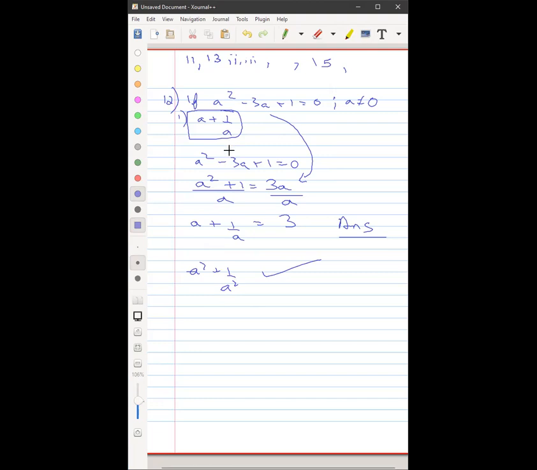a squared plus 1 upon a squared plus 2 is equal to 3 squared, that way, right? So 9 minus 2 will be 7. So the answer will be 7. Right? This we've done earlier.